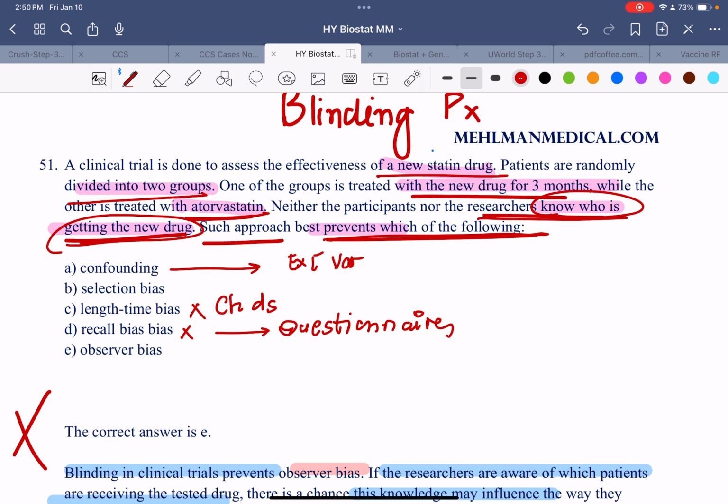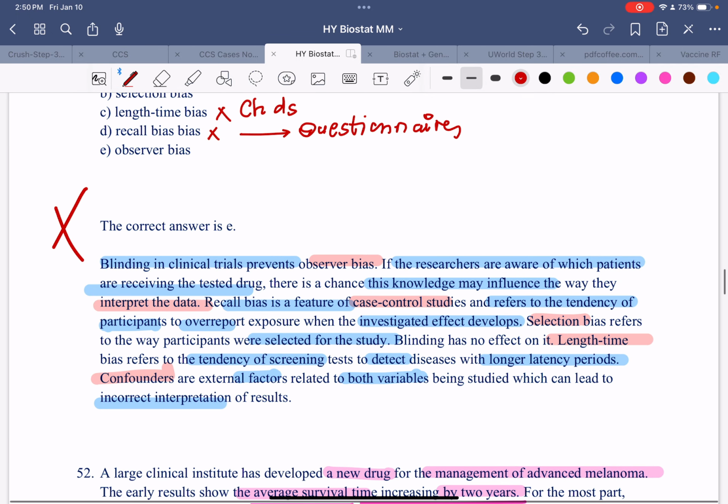So what does blinding basically do? Blinding actually takes out the observer bias. If the researchers know which group is taking the new drug, automatically they might expect that, okay, these people are taking the new drug, therefore they might have this result. But if they don't know who's taking the new drug, they can't predict it, and therefore observer bias is the bias that is prevented by blinding. So blinding in a clinical trial prevents observer bias. If the researchers are aware, of course, their knowledge may skew the data. So this is known as observer bias.